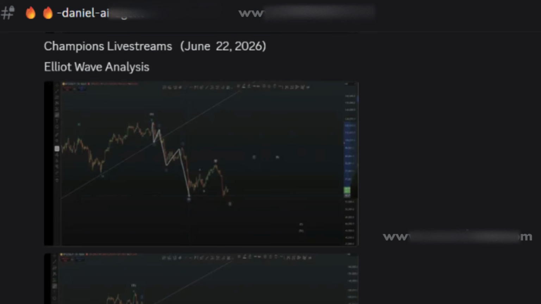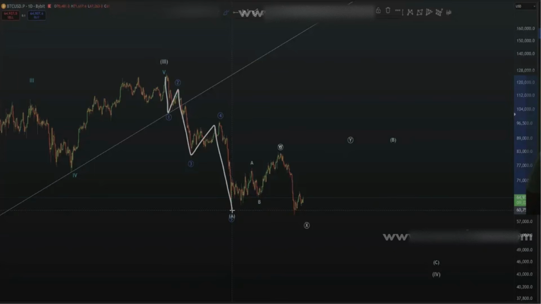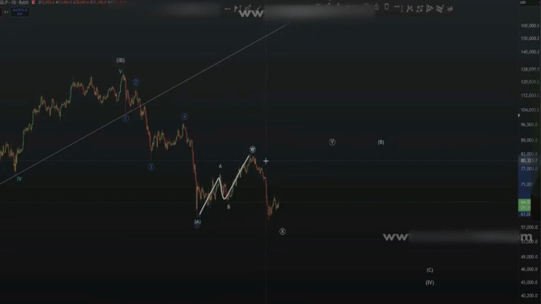Now Daniel has presented Elliott wave analysis as the third part of his analysis in the Champions live stream. As you can see in the first chart, the 1, 2, 3, 4, 5 wave has been marked towards the downside from $127,000 towards $57,000. And in the second chart, as you can see, ABC followed by WXY has been marked by Daniel in his Champions live stream.